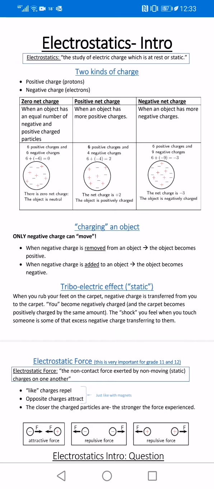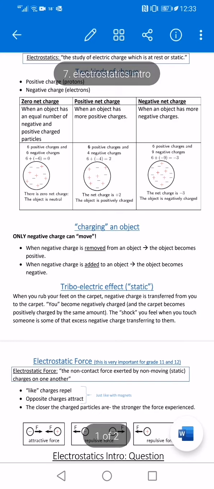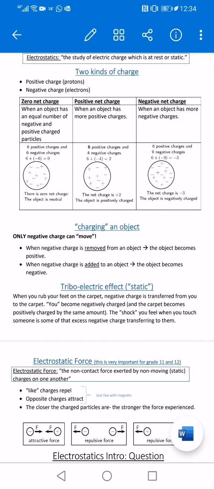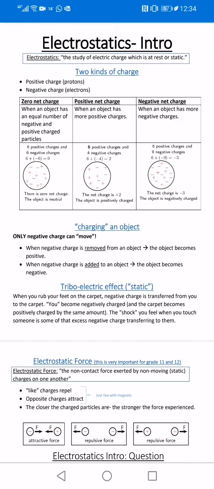So you can get a zero net charge, so that's this first column in the table, which basically means your object is neutral, and that occurs when your object has an equal number of negative and positive charged particles. So basically it's got the same number of protons as it has electrons. So if we look at the little diagram here, we've got 6 plus signs and 6 minus signs, which means that the net charge is 0 because 6 plus negative 6 is 0. So we've got a neutral object.